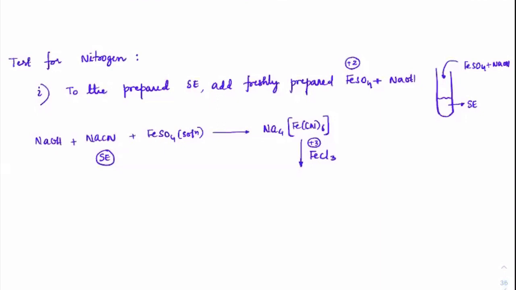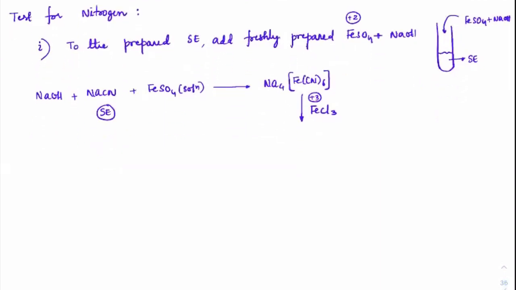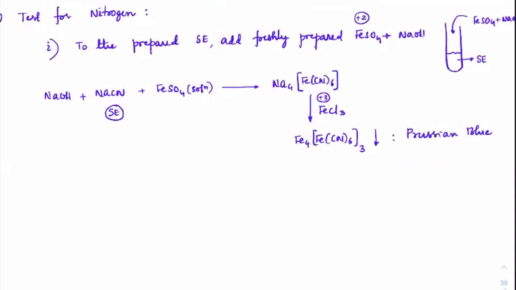So on adding FeCl3, we will get a colored solution, which is Fe4[Fe(CN)6]3. Got it? This will form like a precipitate, which is Prussian blue. The color of this is Prussian blue. So this immediately confirms the presence of nitrogen. If at all there is any nitrogen present, then this is the reaction that must be happening.